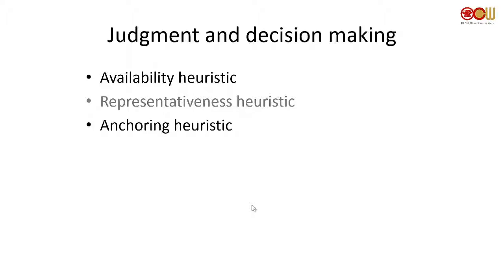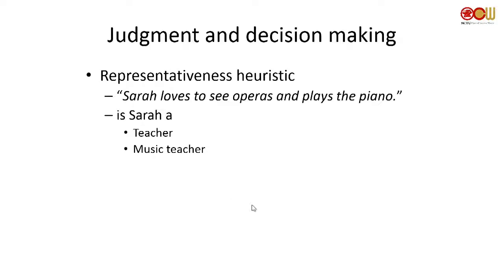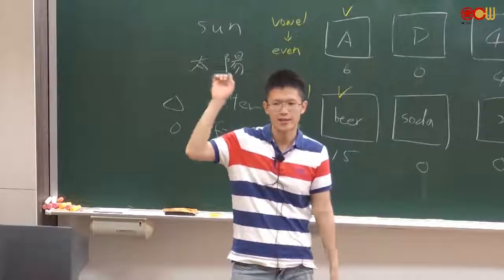Representativeness heuristic. What does it mean? Okay. Now I want you to do a very simple reasoning task. A woman whose name is Sarah. Sarah loves to see operas and she plays the piano. If I want you to guess, is Sarah a teacher or a music teacher? Which one would you choose? If you choose teacher, raise your hands. If you choose music teacher, raise your hands.